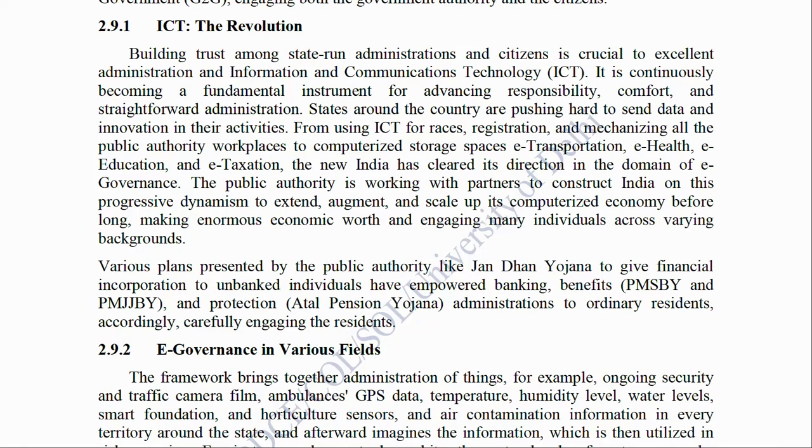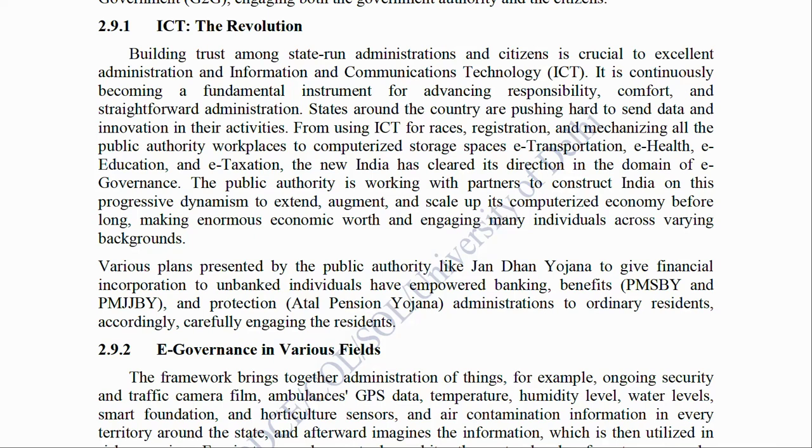2.9.1 ICT: The Revolution. Building trust between state-run administrations and citizens is crucial to excellent administration, and information and communications technology is continuously becoming a fundamental instrument for advancing responsibility, convenience, and transparent administration. States around the country are pushing hard to deploy data and innovation in their activities. From using ICT for elections, registration, and mechanizing all the public authority workplaces to digital storage spaces, e-transportation, e-health, e-education, and e-taxation, the new India has cleared its direction in the domain of e-governance.